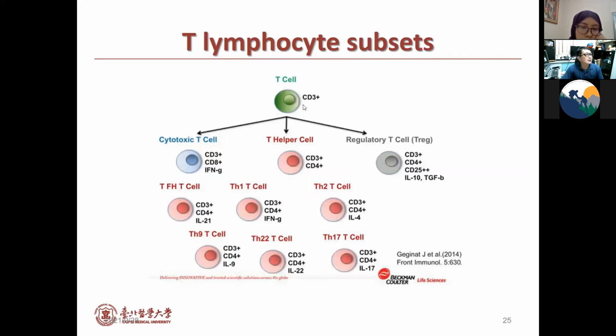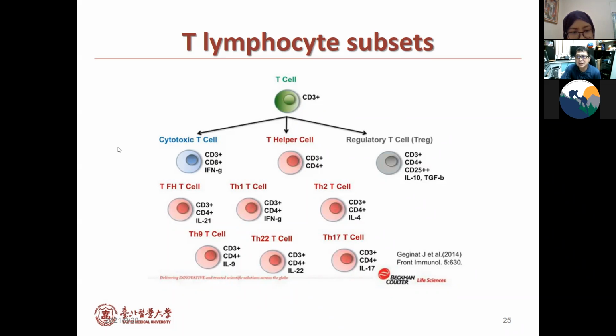T cells have a unique marker, CD3-positive cells, and will present different markers. T helper cells are CD4, right? And the CD8 will represent the CD8-positive cell and also interferon gamma here. And regulatory T cells, another set of T cells, will present CD3 positive, CD4 positive, CD25, and will release IL-10 and TGF beta.